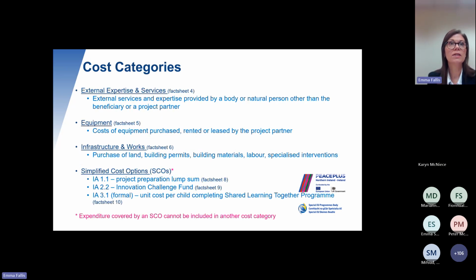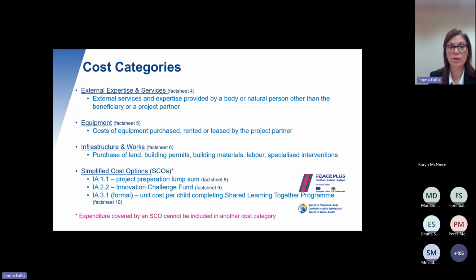External expertise and services is covered in fact sheet 4 in the programme manual, and this relates to the external services and expertise provided by a person or a body which is outside the beneficiary organisation. The types of external expertise and services that your project will claim will be very directly linked to the activities that your project has been approved for. But it can include things like accountancy fees.